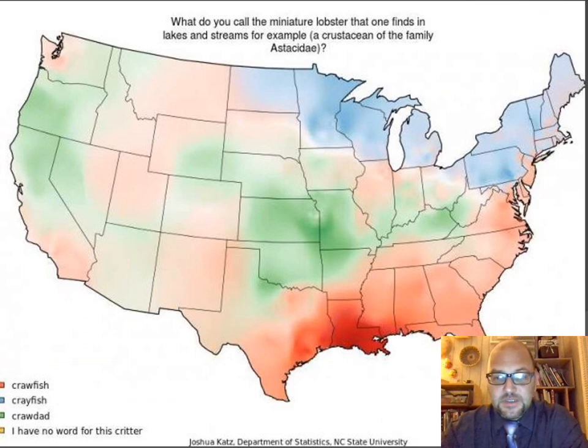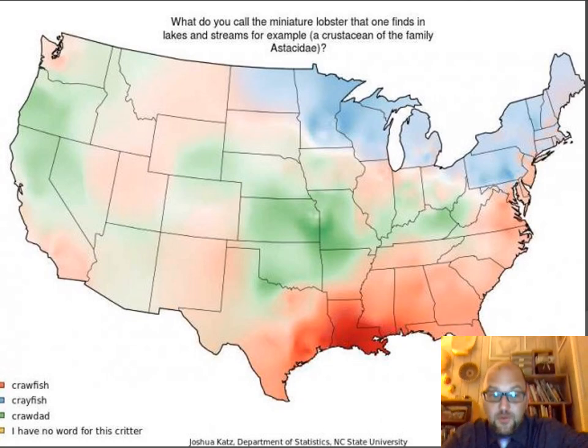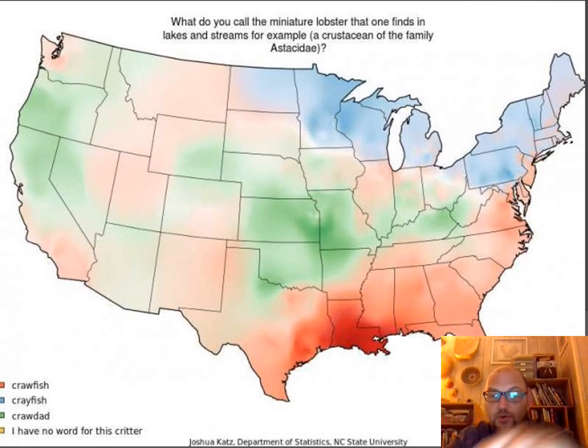Just to give you a few examples here, and I'll turn the video off on the next couple so that we can actually see Florida. What do you call those little miniature lobsters that you find in lakes and streams, right? It's a little crustacean. Well, if you're in the American South, you probably call them a crawfish, right? In the Midwest, you're more likely to say, or excuse me, you're more likely to say a crawdad, whereas if you're in New England, you're actually more likely to say crayfish, right? And so different parts of the country call this thing something very, very different.